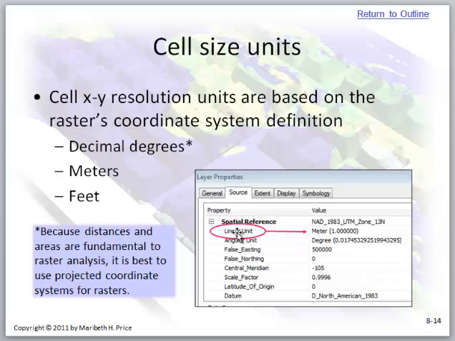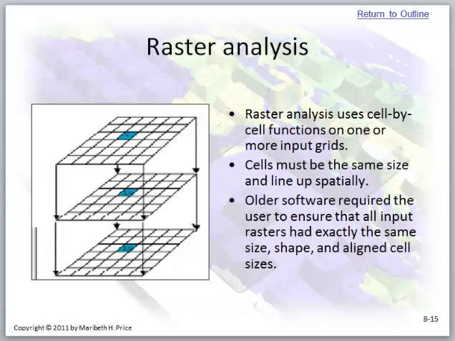Cell size unit. Here's the linear unit, which is meter. The XY resolution units are based on the raster's coordinate system definition. Decimal degrees. Note the notation. Because distances and areas are fundamental to raster analysis, it is best to use projected coordinate systems for rasters. So we'll use a projection at all times. Usually it would be meters or feet, and of course those are not the same.